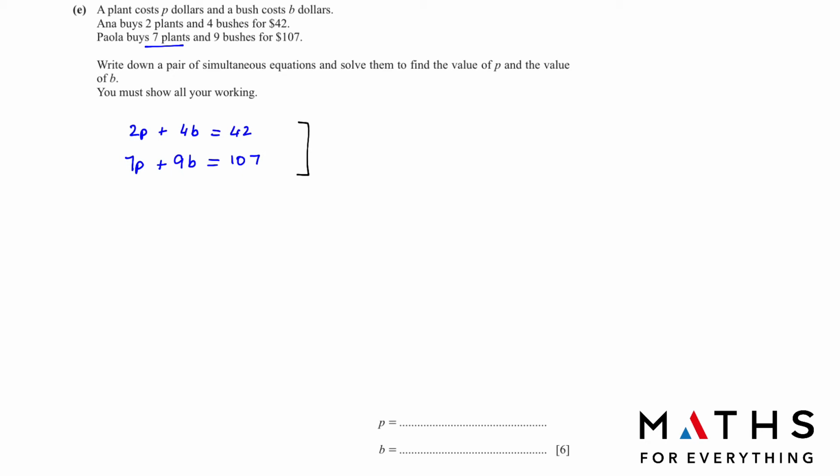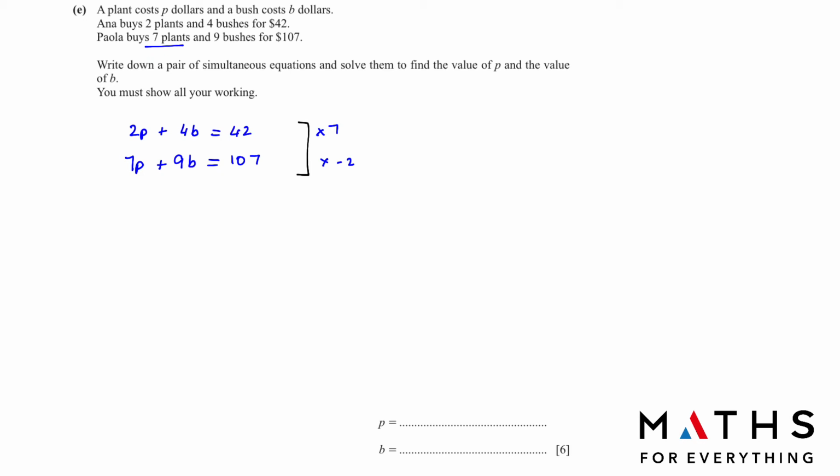We have 2P, so multiply the down equation by 2. And we have 7P, so multiply the top equation by 7. Now there's a little thing that helps. If both your coefficients are positive, the down equation, instead of multiplying by 2, if you multiply by negative 2, you'll be able to eliminate directly without having to subtract or anything. You can just use simple addition.